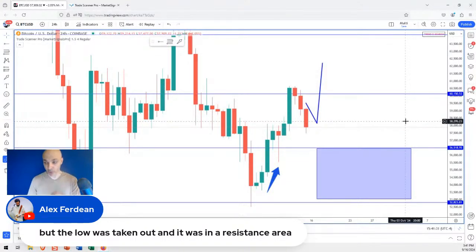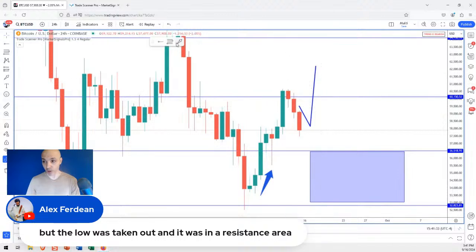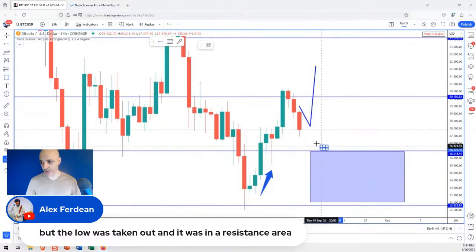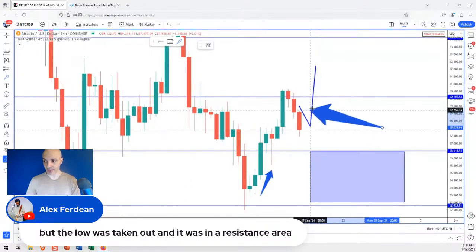Long, yes, you should be looking for longs, as long as this structure stays intact, meaning we hold above that pin bar. We stay above that pin bar and you get some sort of buy signal inside of here somewhere, it's a possible long. And that is what I illustrated here. That's what this is.